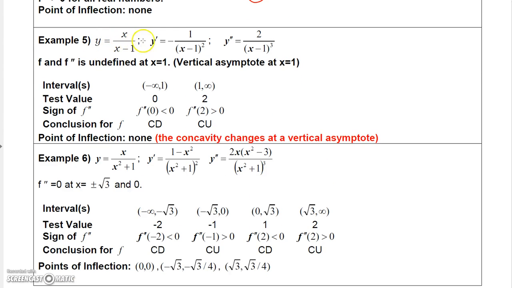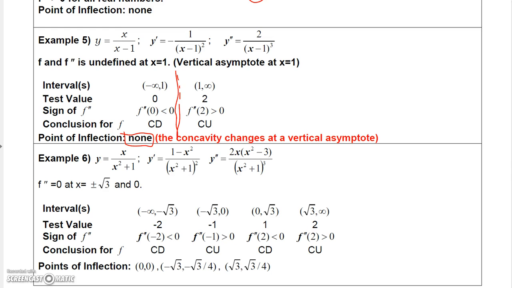Okay, this one, remember we had a vertical asymptote at x equals 1, so we did have a change in concavity here. The concavity was concave down on the left, concave up on the right. But we cannot say there are any points of inflection, because actually you don't get a point at 1 for this graph. So I like to investigate what's happening around vertical asymptotes, but you're not going to get a point of inflection at a vertical asymptote.